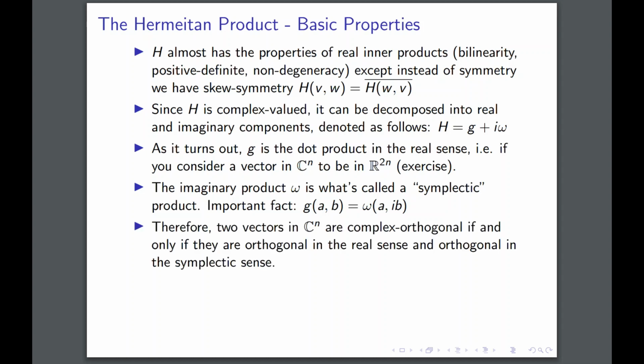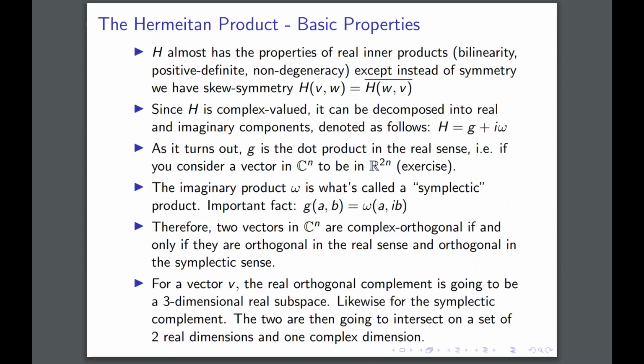And so we have that two vectors in Cn are complex orthogonal if and only if they're orthogonal in the real sense and orthogonal in the symplectic sense. And for a given vector v, the real orthogonal complement is going to be a three-dimensional real subspace, and the same holds for the symplectic complement. And so they are going to intersect on a set that has two real dimensions and therefore one complex dimension.